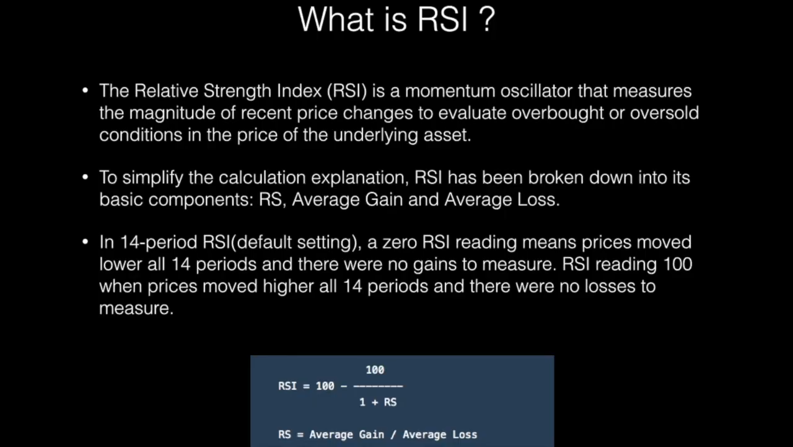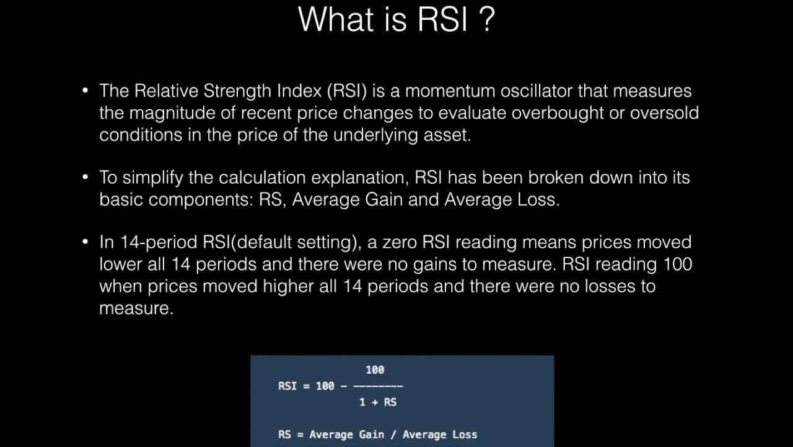RSI is Relative Strength Index, a momentum oscillator that measures the magnitude of recent price changes to evaluate overbought or oversold conditions in the price of the underlying asset. An oscillator is something that moves between two ranges, an upper range and lower range, and RSI moves between 0 to 100 values, and hence we say it's an oscillator.